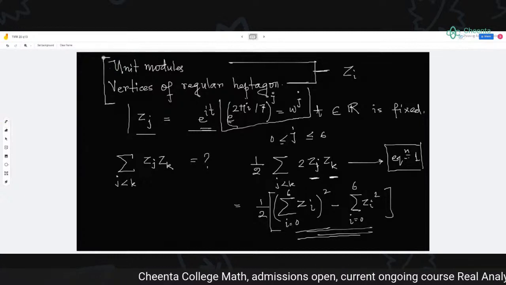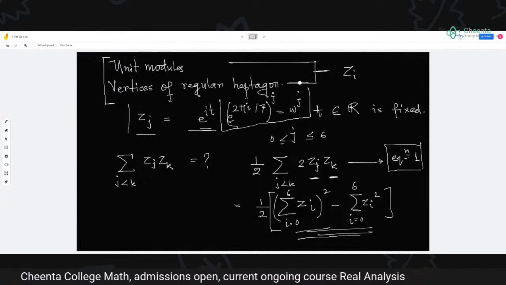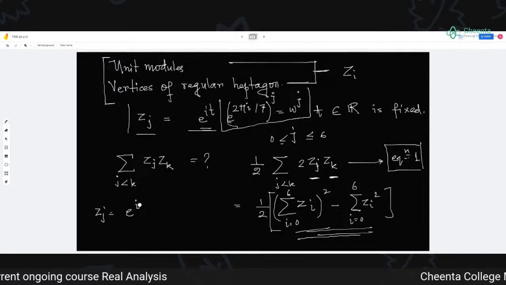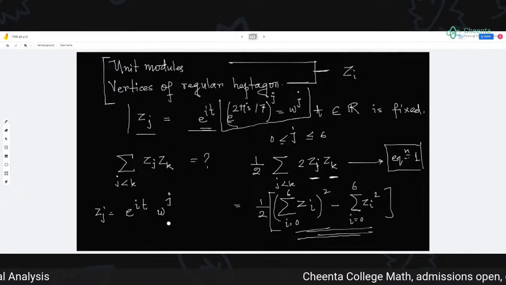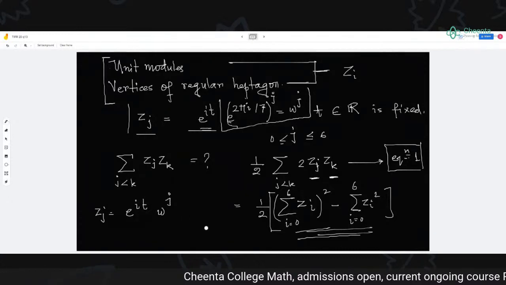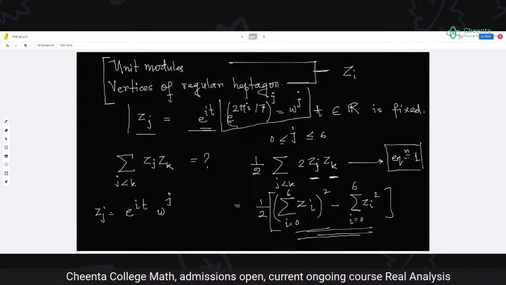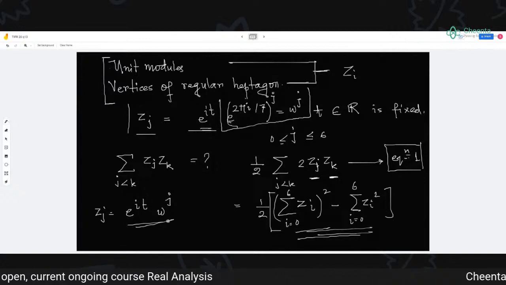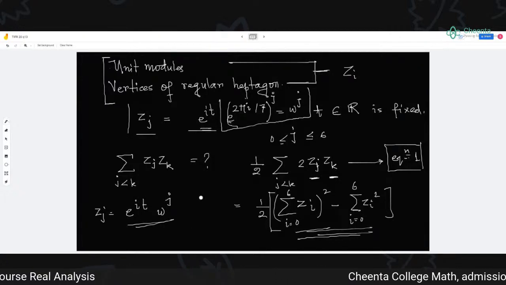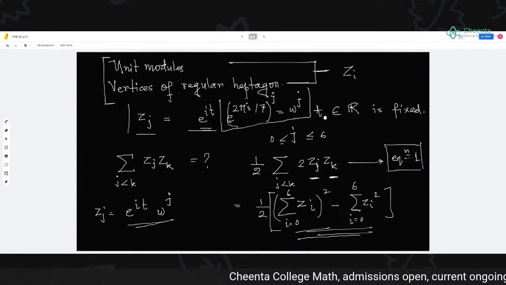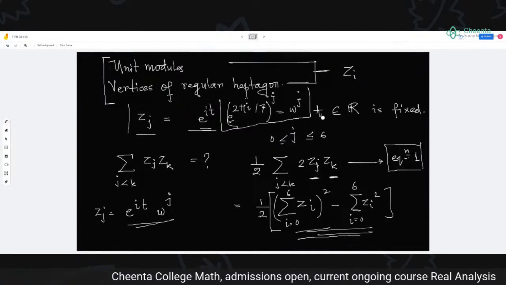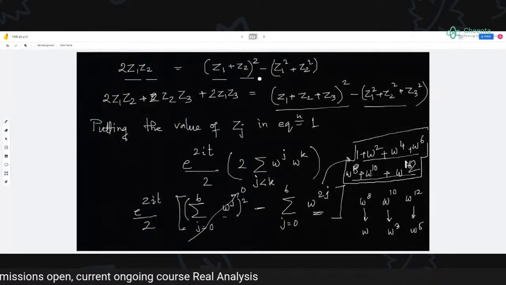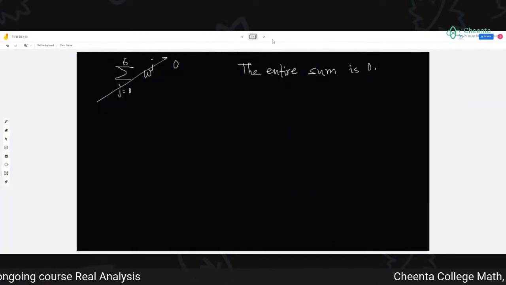That is the reason we were able to write each zj as e to the power it times omega to the power j, where omega was the 7th root of unity. The jth 7th roots of unity will precisely have this type of form if a rotation is involved. Since we are talking about regular heptagon vertices, all these are points up to certain rotations. And from there, we derive it with the very usual formula of summation.